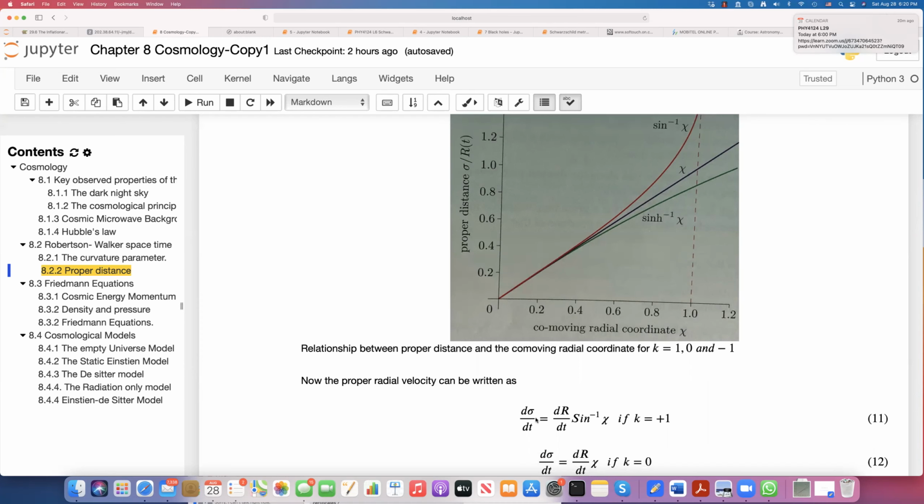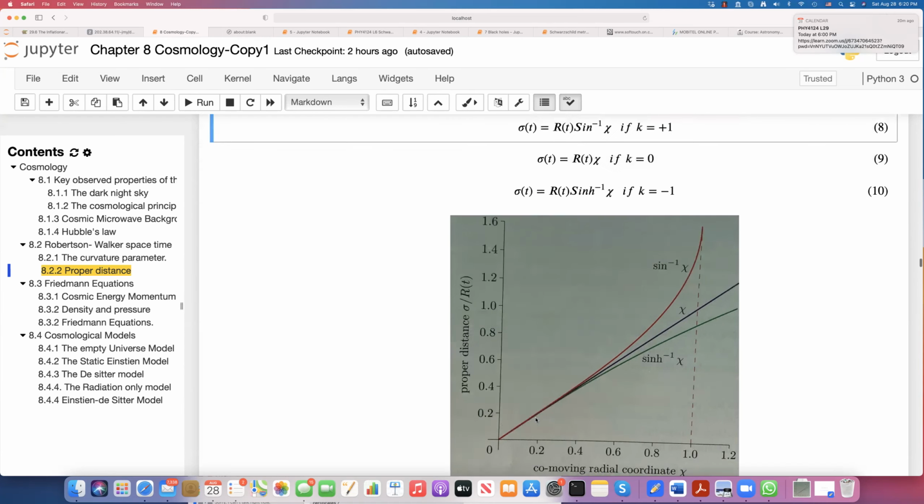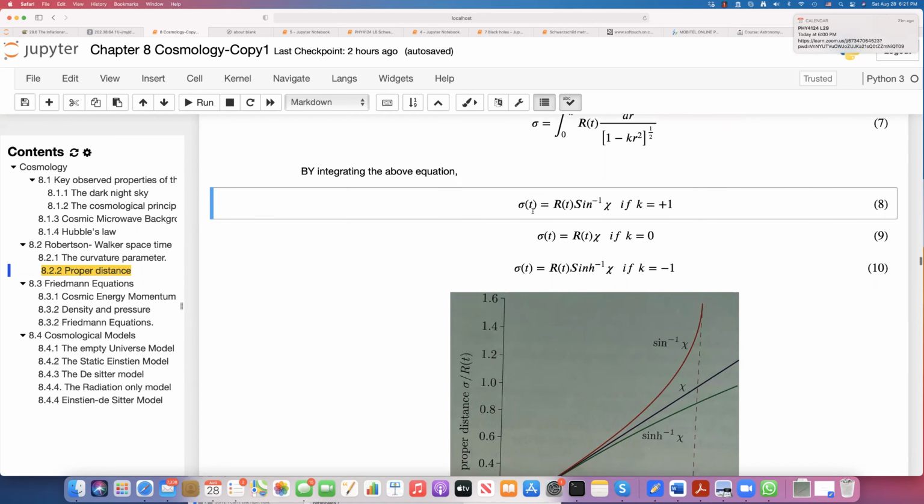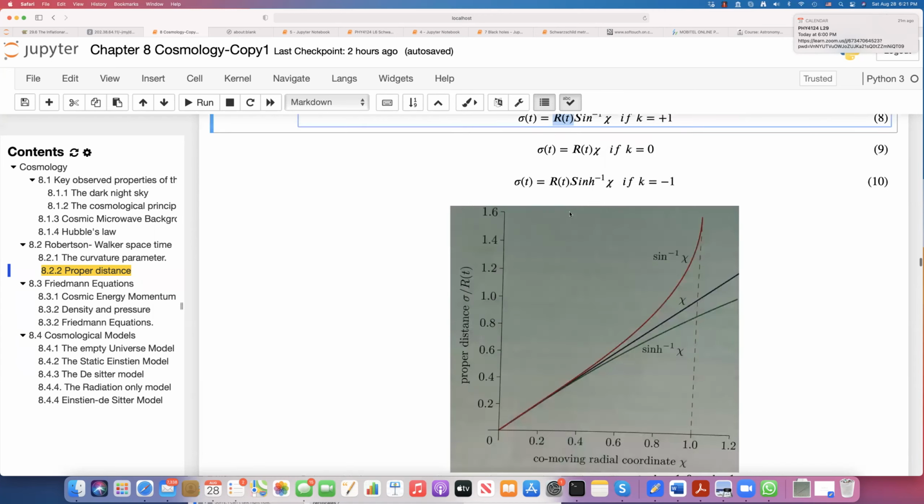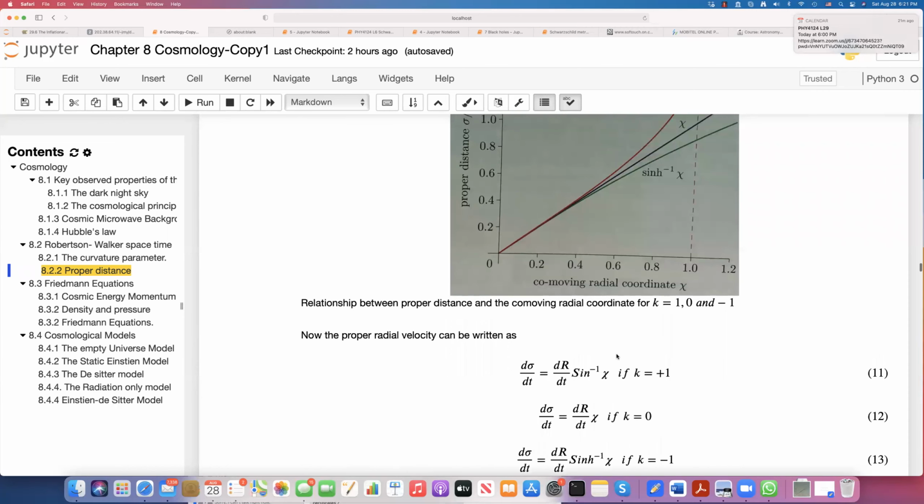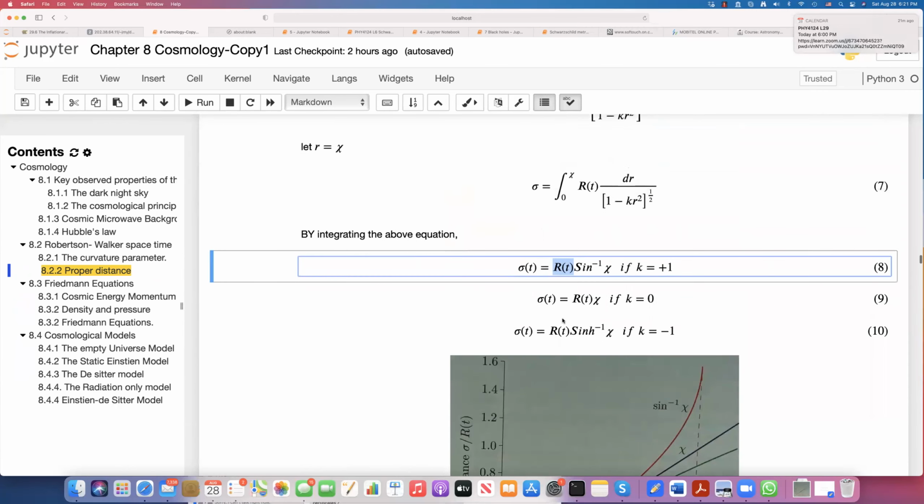Remember that we have the first equation, equation number 8. You can differentiate that with respect to time. Then the time dependent component is the scale factor, right? So you get d sigma over dt, which will be equal to dR over dt times sine inverse chi. And that's what I have written here. For all three options, you can do the same thing. So that is this equation right here.